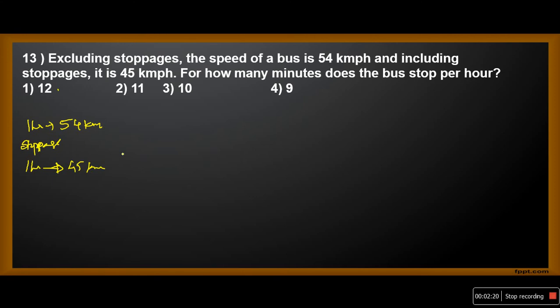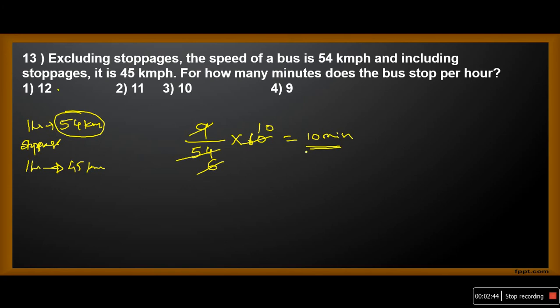Now, how much distance has it not covered? 9 kilometers. Okay. What is the speed without stoppages? 54. This is in hours, we have to convert in terms of minutes. So 9 over 54 into 60. 9 ones are 9, 9 sixes are 54, 6 ones are 6, 6 tens are 60. So it will stop for 10 minutes every hour.